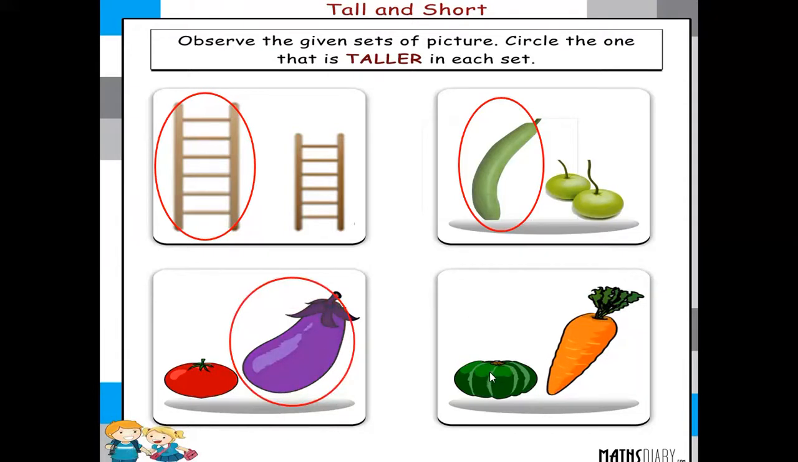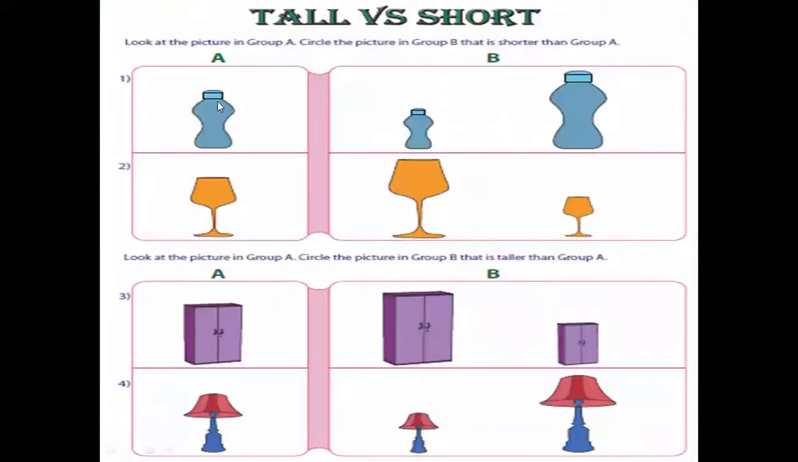Now there is a capsicum or pumpkin and the carrot. Okay, so the height of the carrot is more than the pumpkin. Circle the carrot. Well done.